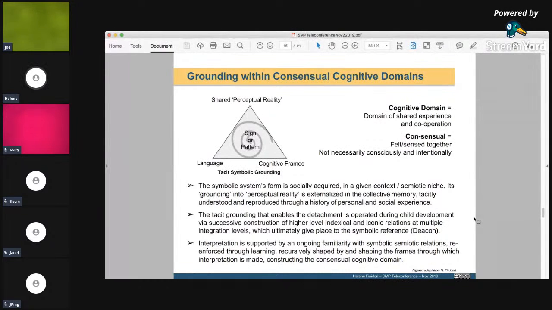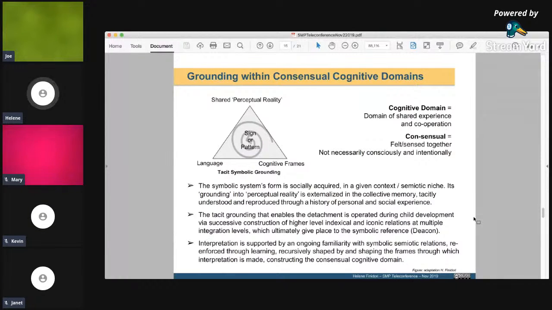Okay. So if you consider cognitive domain as a domain of shared experience and cooperation, and consensual as something that's felt and sensed together, not necessarily consciously and intentionally, the symbolic system's form is socially acquired within a consensual cognitive domain in a given semiotic niche, and its grounding into perceptual reality is externalized in a collective memory and is tacitly understood and reproduced through a history of personal and social experience.